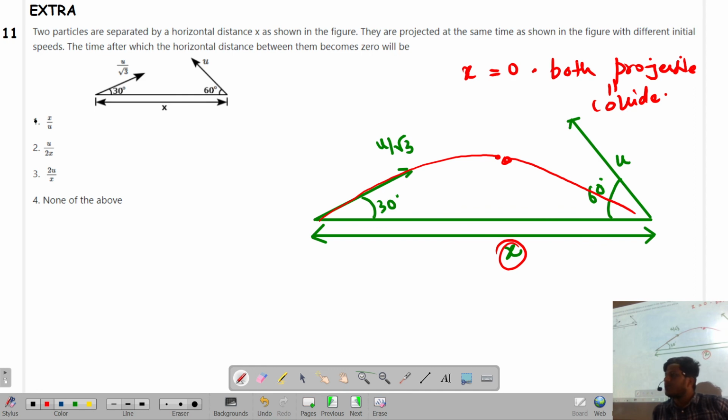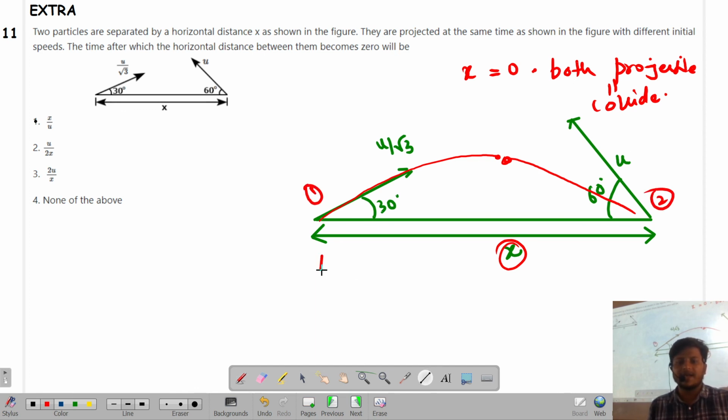Tell me yes or no. So this distance can become 0. This horizontal distance can become 0 when the particles collide. Yes or no? When the particles collide, the distance gap between them is going to be how much? 0. So let's suppose I call this particle 1, I call this particle 2.